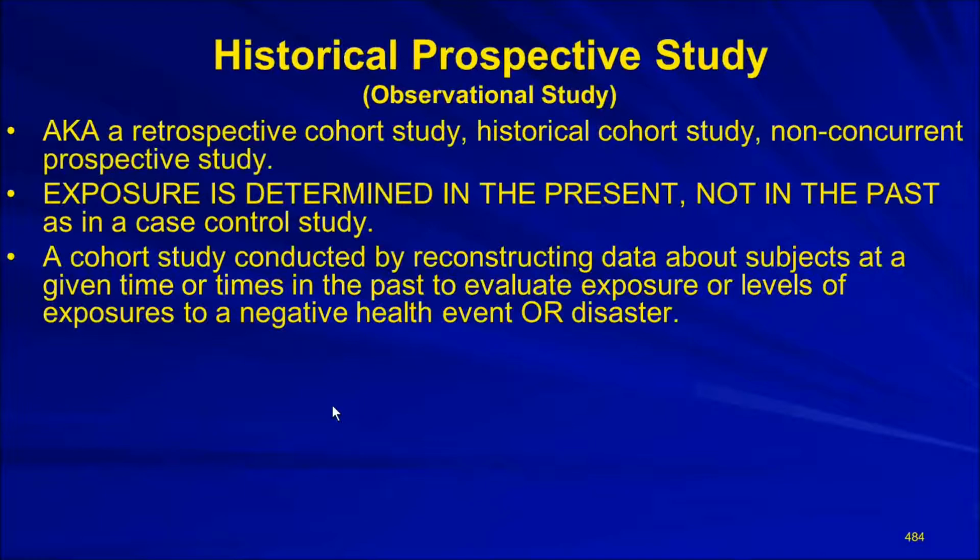A historical prospective study, obviously an observational study, that's all we've been addressing here for several slides now, is also known as a cohort study, a historical cohort study, a non-concurrent prospective study, and other terms. And I was trying to tell you that oftentimes different labels are used because people want to earmark these particular study designs as their own when they've been in existence for a long time.